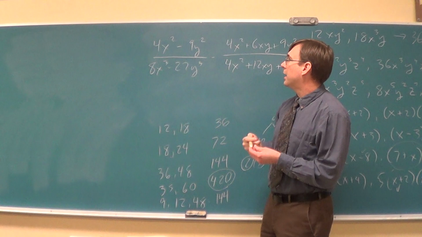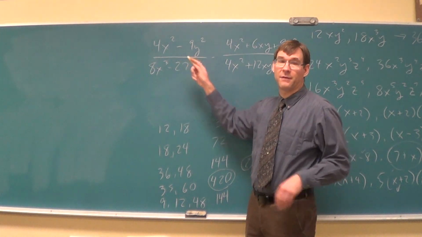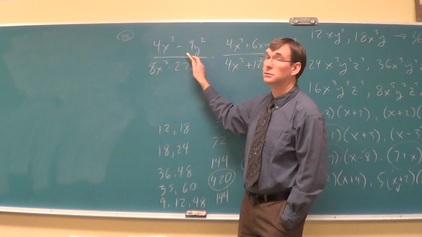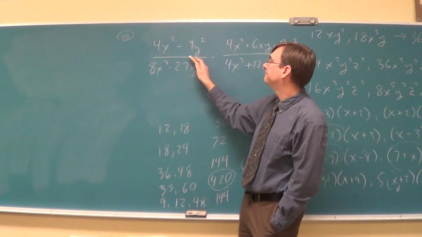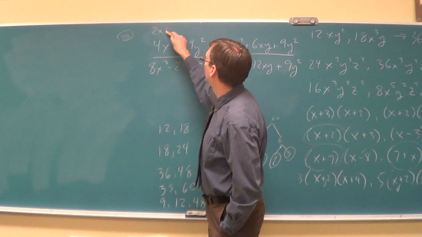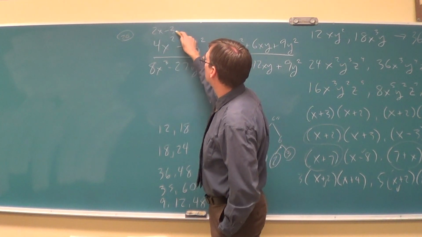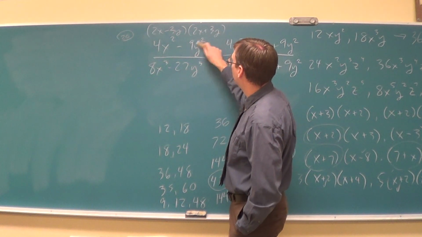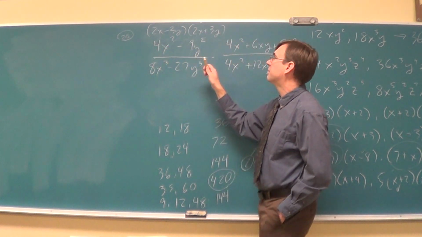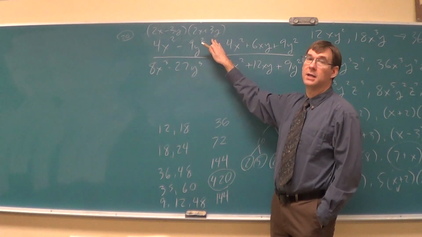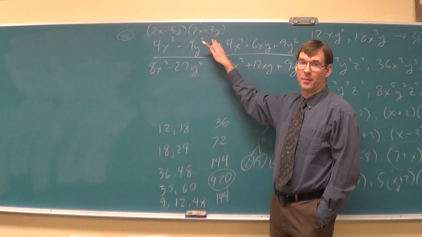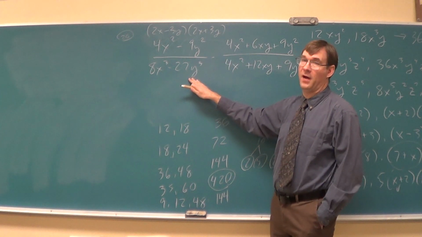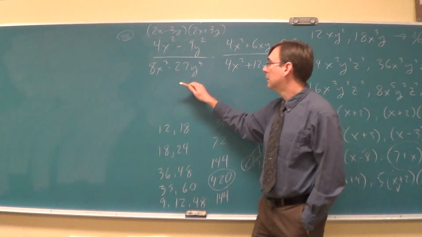So, anybody, can we factor that first top on 26? Yeah, 2x minus 3y, 2x plus 3y. Yep, so 2x minus 3y, 2x plus 3y. This is out, that other stuff's in. Does anybody need any detailed explanation on how that just happened? Okay, so let's go to the bottom, and factor the bottom.